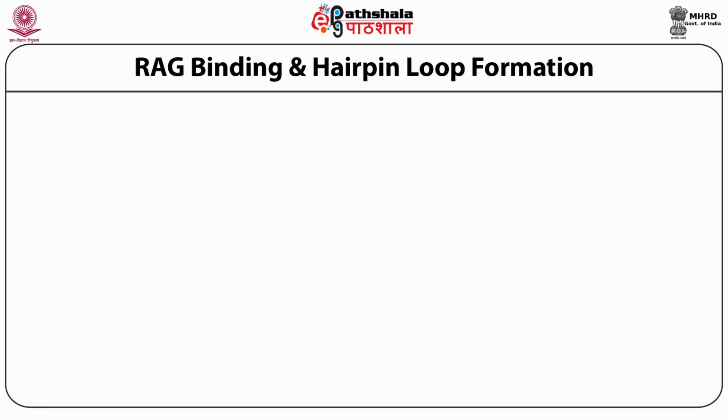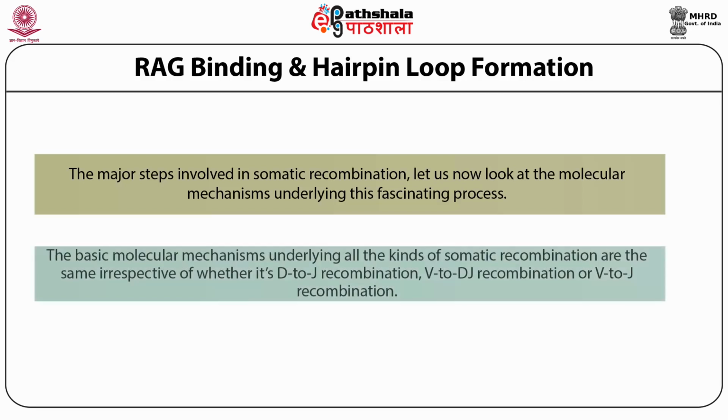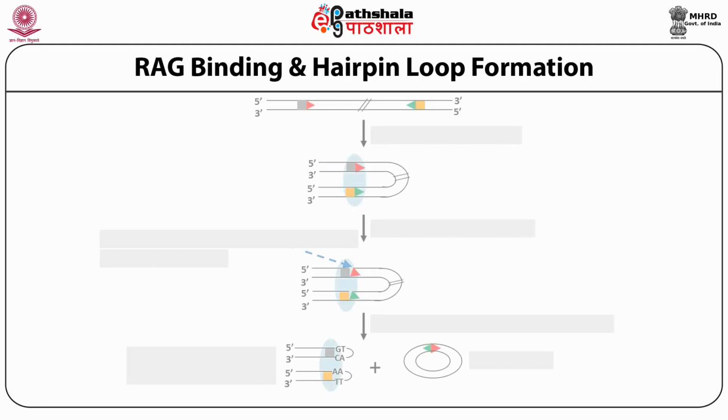Now that we have discussed the major steps involved in somatic recombination, let us look at the molecular mechanisms underlying this fascinating process. The basic molecular mechanisms underlying all the kinds of somatic recombination are the same irrespective of whether it's D to J recombination, V to DJ recombination, or V to J recombination. The first step in somatic recombination is the binding of the RAG1 and RAG2 proteins to the RSS, which are adjacent to the immunoglobulin genes.